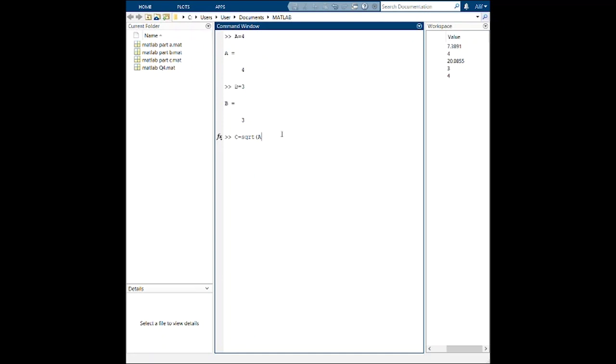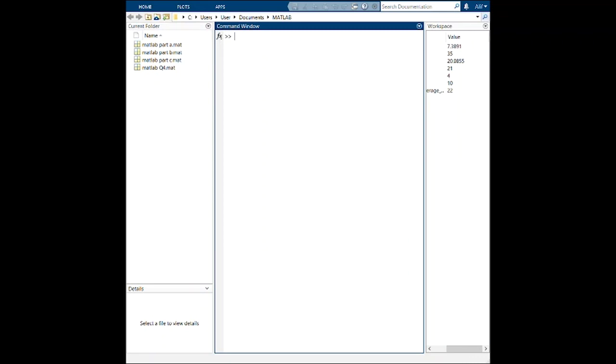of A to the power of 2 plus B to the power of 2. Okay, so this is the answer. The hypotenuse of the triangle is 5. Okay, let's go to the next part. The next part is part C.